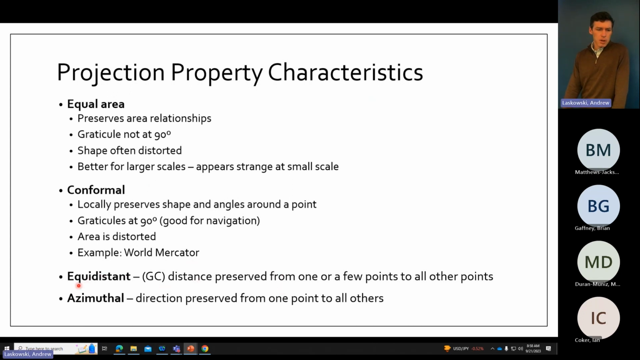Equidistant, it is what it sounds like. It preserves area from one or a few points to all other points. Preserves distance from one or a few points to all other points. And then an azimuthal map, which is also the same term that is used for describing the shape of the surface you're projecting it onto. This preserves direction from one point to all other points.